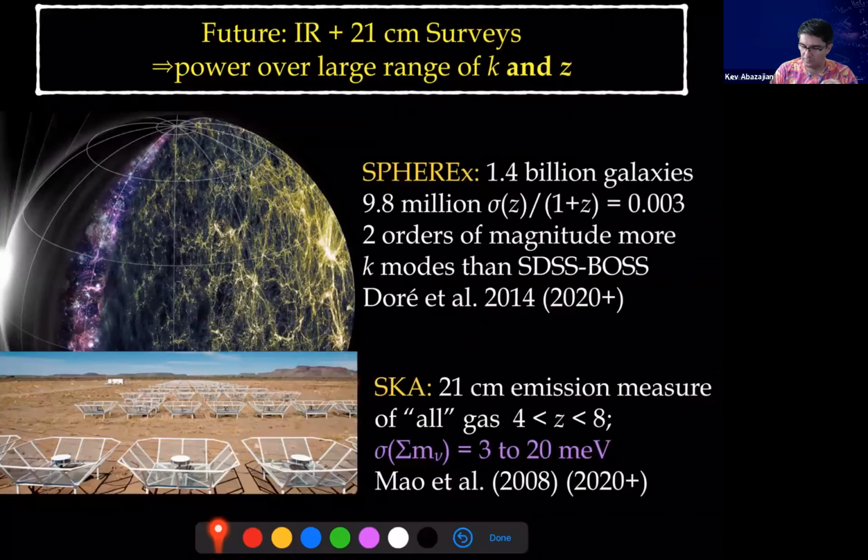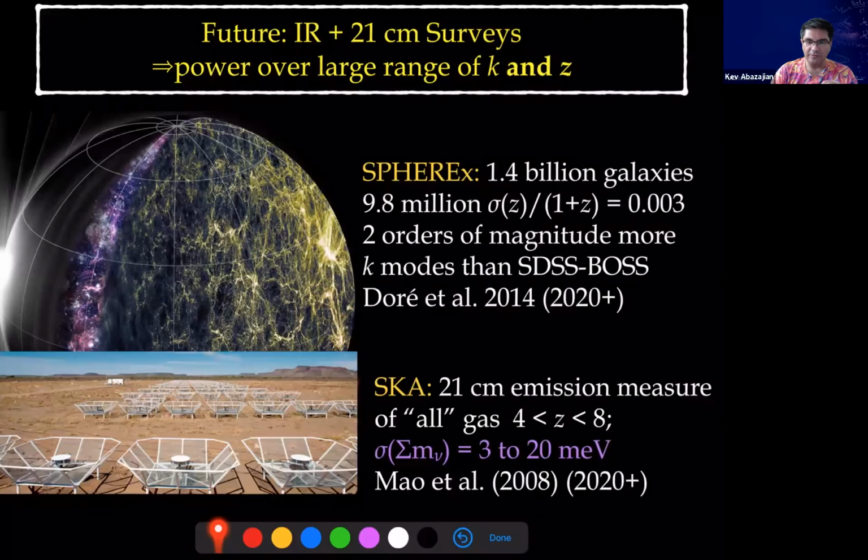SKA is a 21 centimeter survey, which means they're looking for the 21 centimeter transition in neutral hydrogen, right? That's the spin flip from undergraduate quantum mechanics of hydrogen.